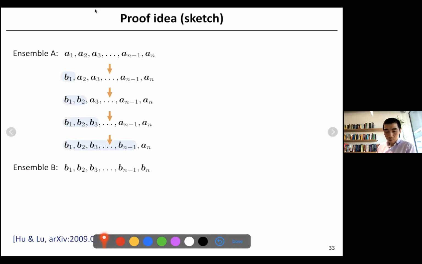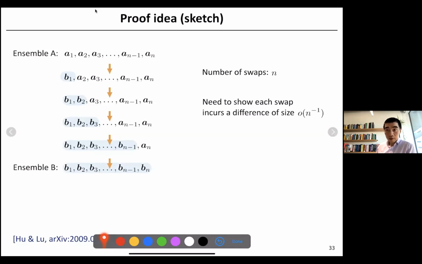To show equivalence, we just need to show that the difference incurred in each swap is of order little o of 1 over n, because you are going to do it n times. Then by using a telescoping sum, as long as the difference incurred in each swap is of this order, the total error after n steps is little o of 1. Okay, so this is the idea.